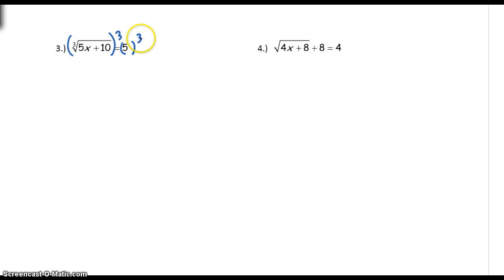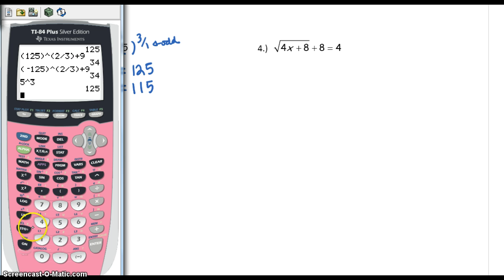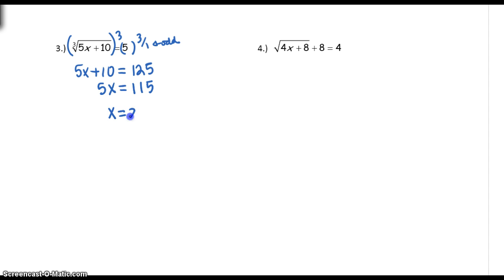Now, this is 3/1, right? So this is an odd root, so you don't worry about a plus or minus. So 5x plus 10 equals 5 to the 3rd, which is 125. Okay, now if this confuses you, go ahead and write it as a fractional exponent. It's completely fine. All right, subtract our 10. Well, we have 115, and then we divide by 5. I should be able to do that in my head, but for time's sake, 23, and we're all done.